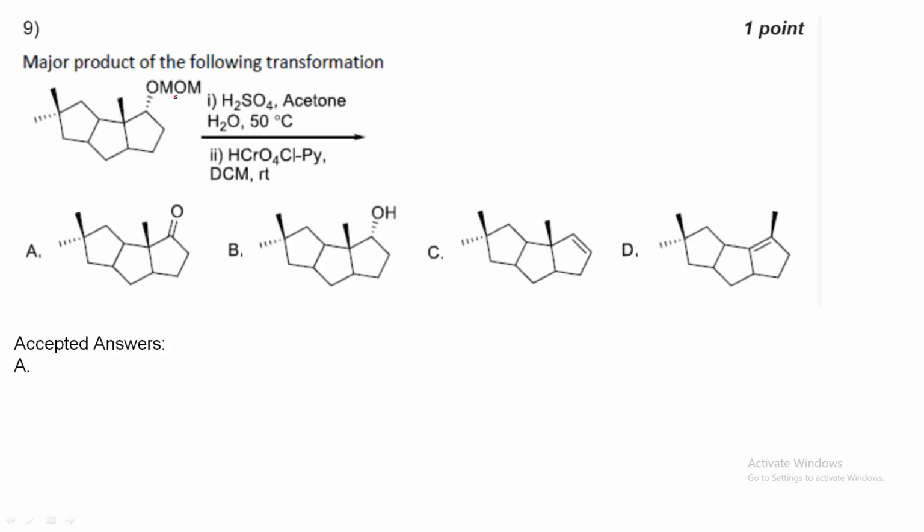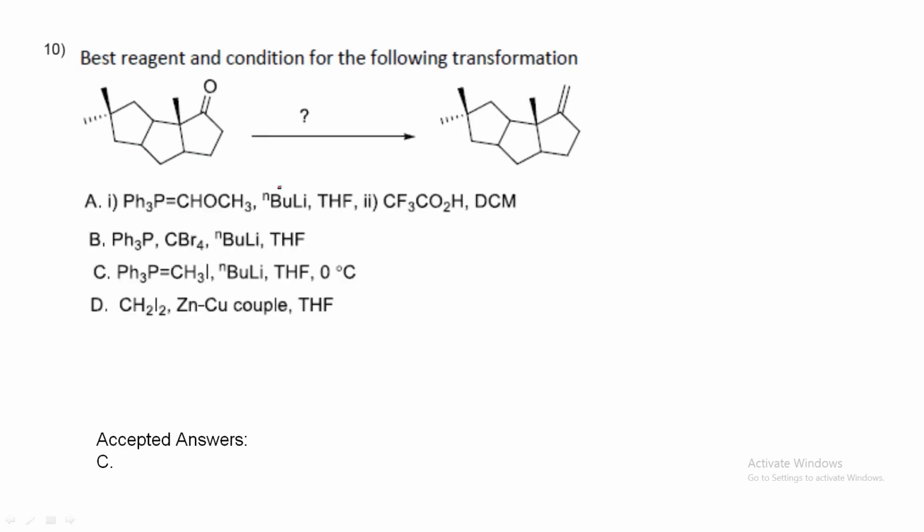Now with H2SO4, this would be the mono protection condition, then followed by this PCC oxidation of this particular keto compound. Now they have asked which is the suitable condition. It would be the weak one, and so C would be the right option.